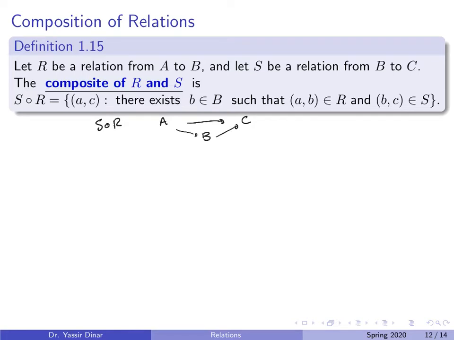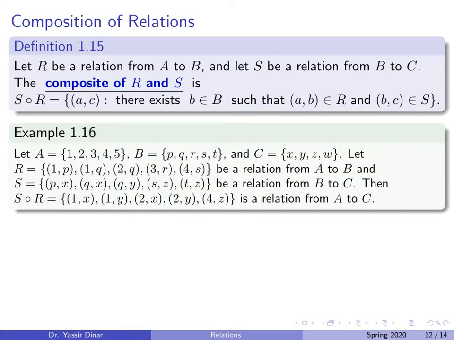So we take all the elements (A, C) such that you can find an element B such that A is related to B under the relation R, and then B is related to C under the relation S. So let's illustrate this definition with a simple example.